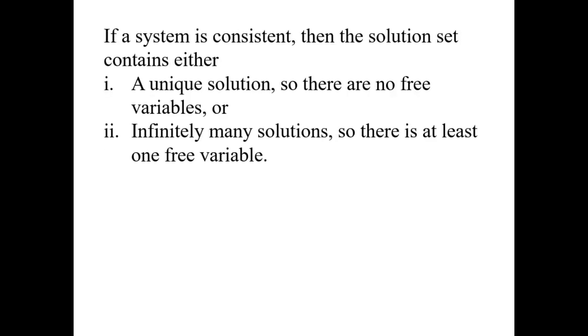So if a system is consistent, then the solution set either contains a unique solution, and of course, unique solution means that there are no free variables. Each variable has only one answer. There's no parameters or anything. So consistent means either there's one solution, so no free variables, or there's infinitely many solutions, meaning that there's at least one free variable. Maybe there's one, maybe there's two, like the last example, maybe more than that. But infinitely many solutions means there's at least one free variable, at least one parameter.